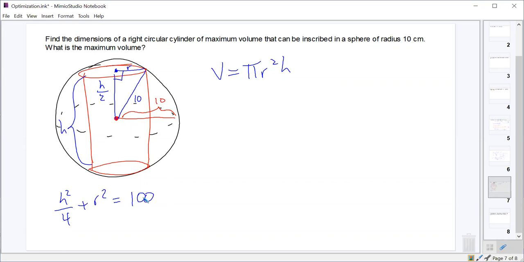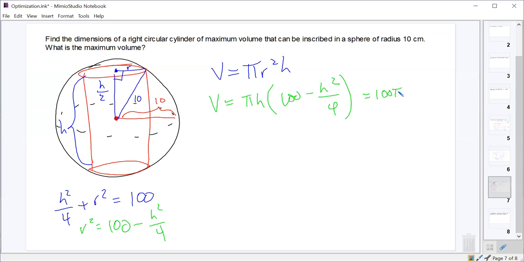Really? I'd much rather replace the r's, just because I've got r squared and I've got r squared. So I could just find out what r squared is and replace it. So I'm going to say r squared is 100 minus h squared over 4. You could do it the other way, but this is going to make our lives a little bit easier. We got pi h times 100 minus h squared over 4, or 100 pi h minus pi h cubed over 4. Good or no?